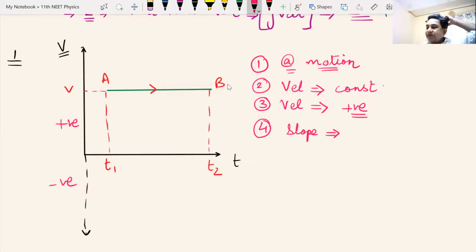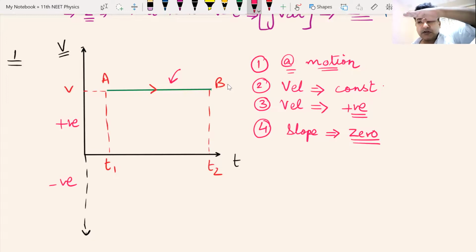What about the slope of this graph? Look at the graph. Tell me its slope. The slope is 0 because the graph is parallel to the time axis. Yes or no?